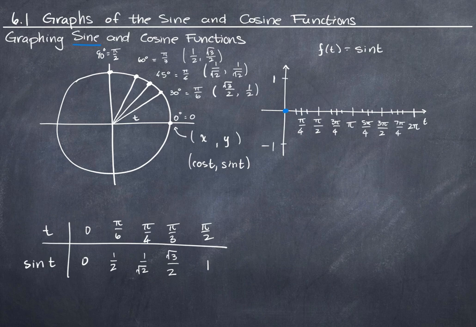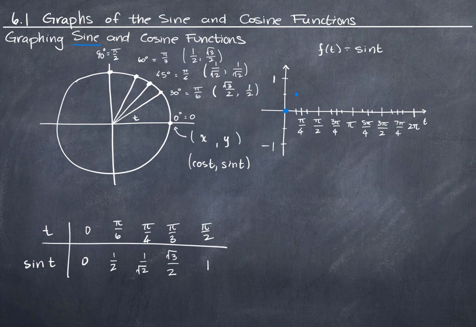I have 0, 0. My next one's going to be pi over 6, 1/2. So at the input value of pi over 6, which is just less than pi over 4, my output value is going to be 1/2. Well, I have 1 marked on my axis. Let's go ahead and label 1/2 as well. All right, and so I have pi over 6, 1/2 is a point right about there.